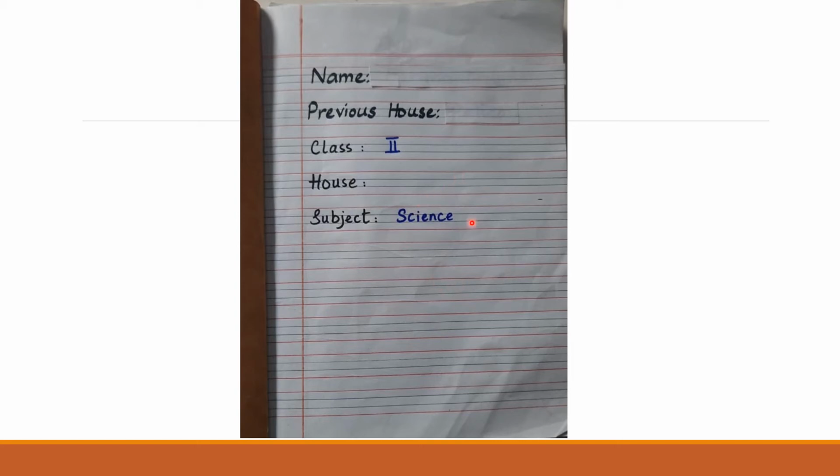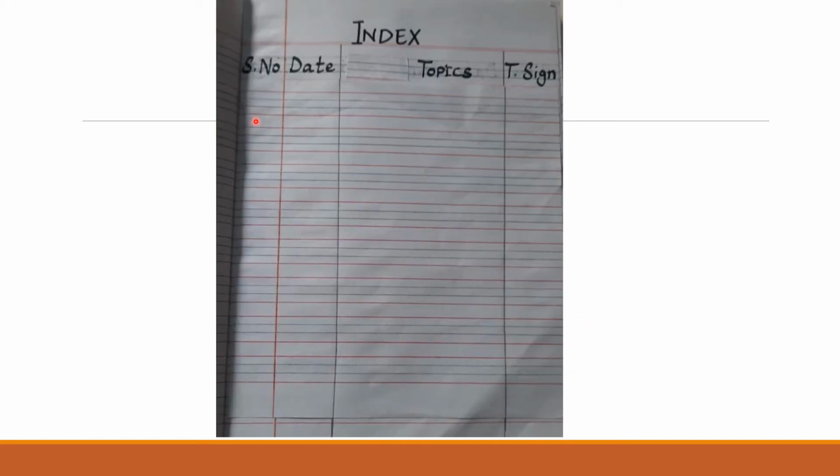If you have opened science copy, write science. If you've opened English copy, write English text or grammar, and same goes for maths. Now turn to the next page. On the next page I want you to draw two lines like this and create an index. Basically write index on the top heading, write serial number, date, topics and teacher's sign. Create an index for all of your copies.